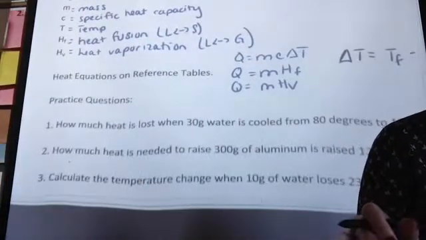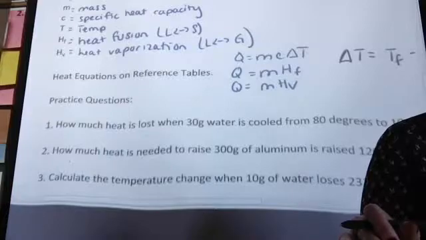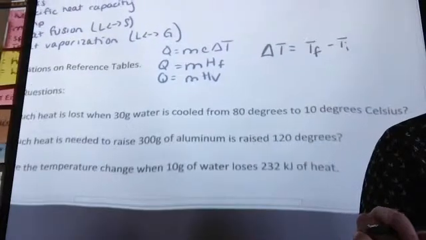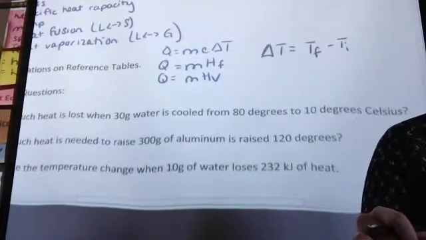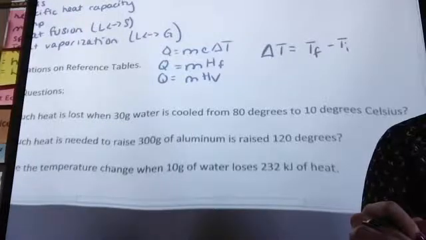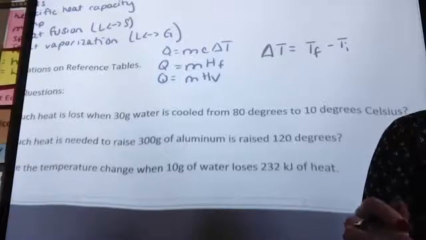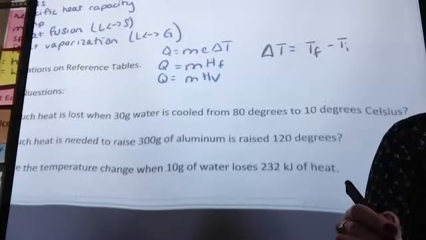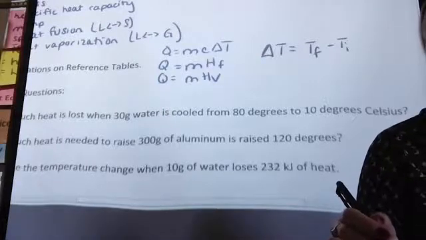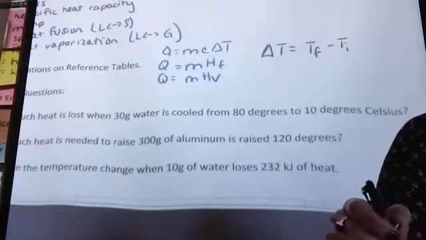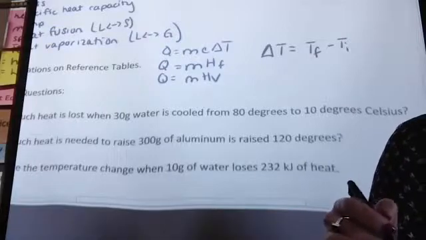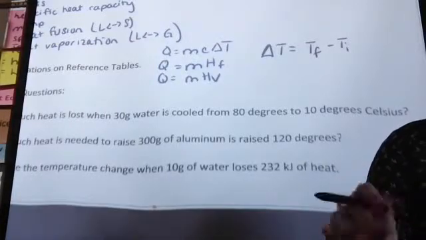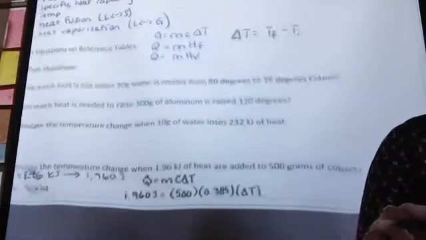The three equations are Q equals mc delta T. The delta T is actually a change in temperature. To calculate change in temperature, you say T final minus T initial. Q equals mHf. That is for either melting or freezing. Q equals mHv is evaporating or boiling or condensing. So let's do some practice questions.